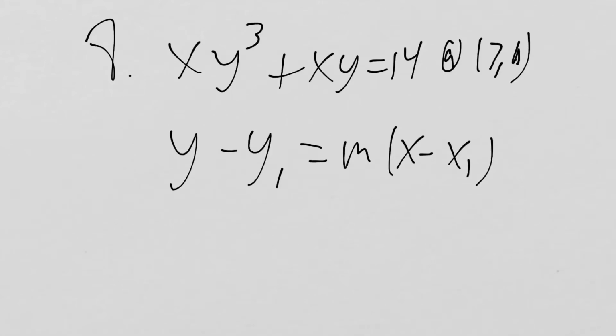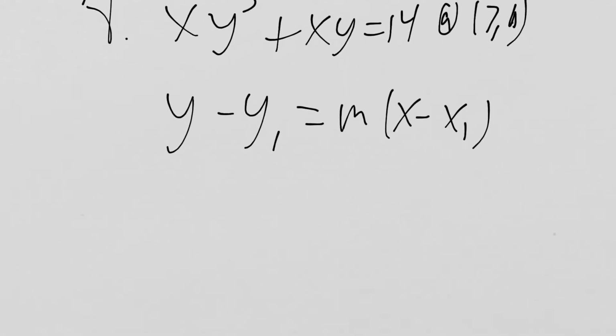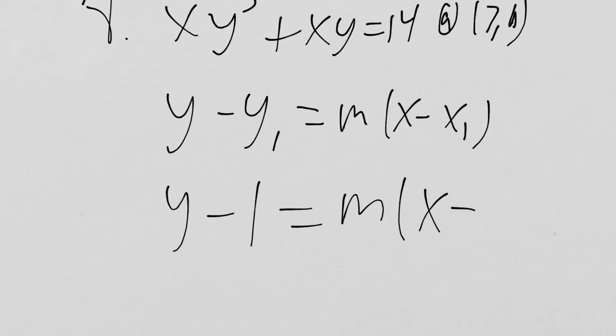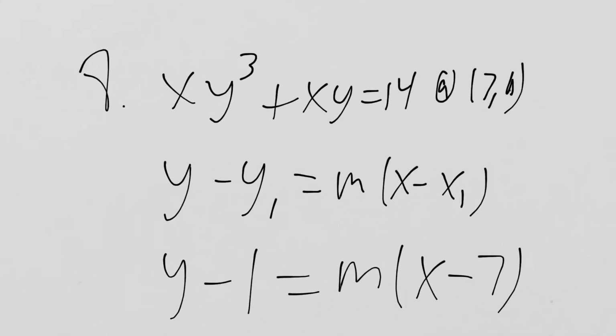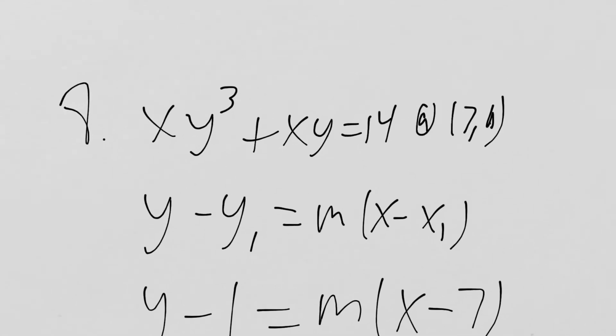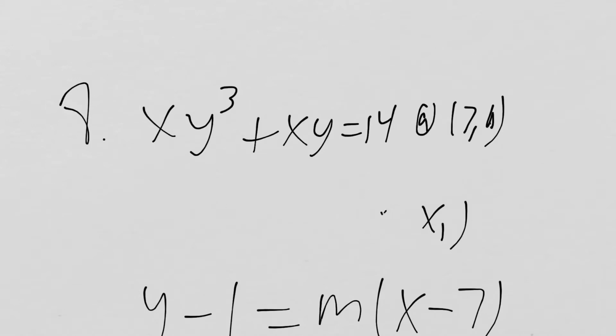Okay, more complex derivative to take here, but it's just giving us x and y. So we know this is y minus 1 equals m times x minus 7. And so we have to find dy/dx to determine our m. The thing about this derivative is there are multiple product rules involved here. I'm going to go ahead and erase the initial point slope form here.